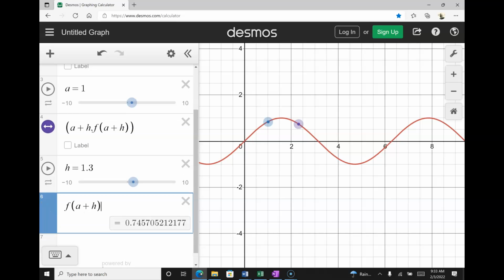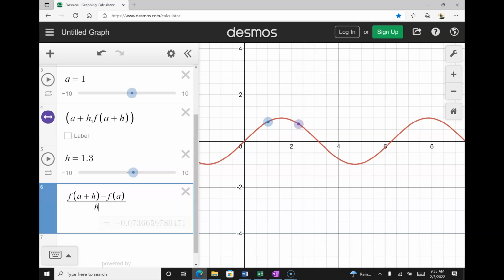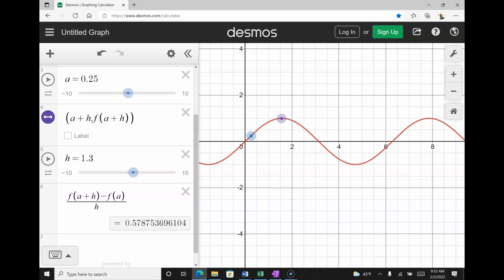So f of a plus h minus f of a, all divided by h, right? And you see it's calculating my slopes between those 2 points. Yes, you with me? So look at what happens. What I'm really interested in today is when the original point A is 0. And I'm close, I can't, right? But I'm interested in what's happening to my slope. Look at where my slope is going.